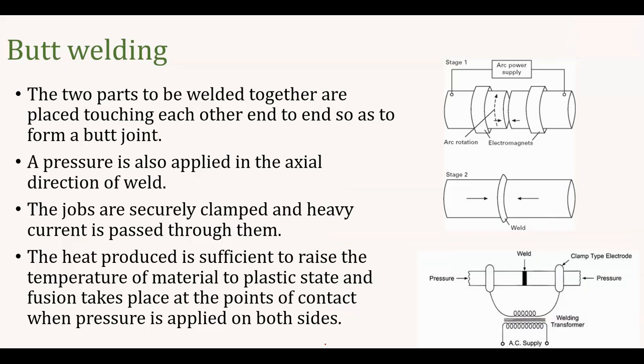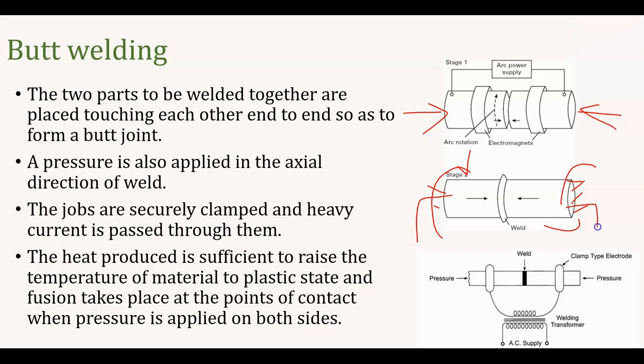And finally, we are going to see about butt welding. In butt welding, the two parts to be welded together are placed touching each other end to end so as to form a butt joint. The pressure is also applied in the axial direction, either like this or like this. The jobs are securely clamped and a heavy current is passed through them. Once we apply the pressure and it is clamped on both surfaces, the heat produced is sufficient to raise the temperature of the material to a plasticized state.